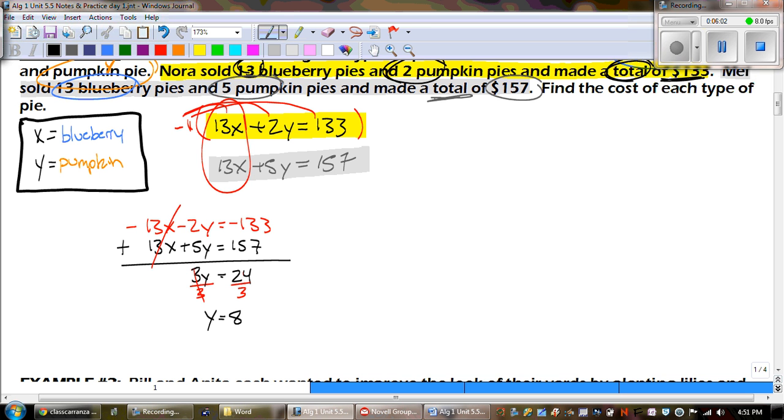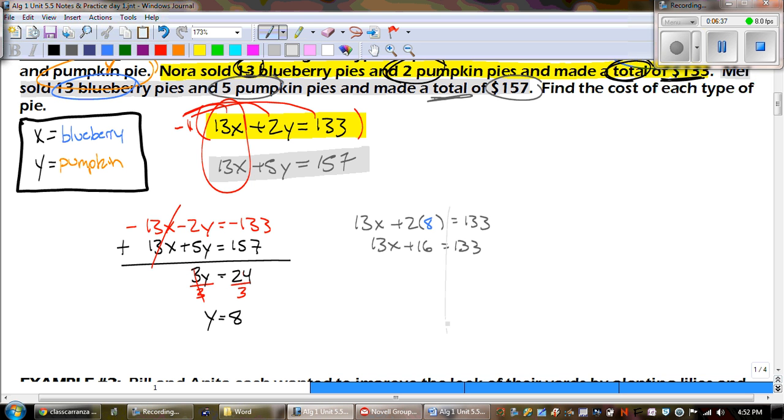Now, that's not my answer. y does not equal 8. I have to plug y in, and I have to find out x. So, we're going to use either equation, it doesn't matter. I'm just going to do the one with the smaller numbers, and I'm going to plug in y, which was 8. So 2 times 8 is 16.